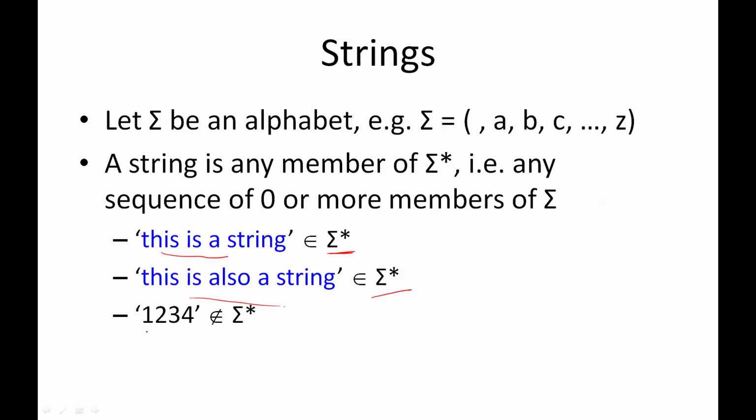But when we have a string which contains not alphabets but numbers like 1, 2, 3, 4, we can say it cannot belong to this set, because we have only space and alphabets A, B, C, etc. So only these are the characters that are allowed. You can have either 0 or more members, but not characters that are not there in the set.